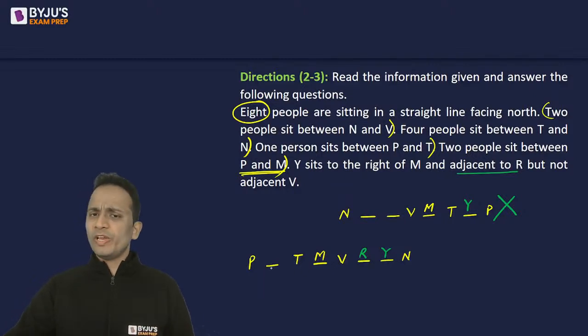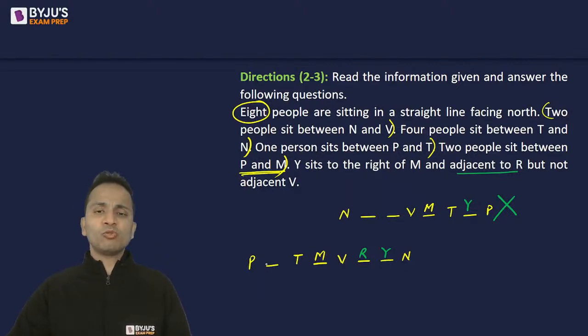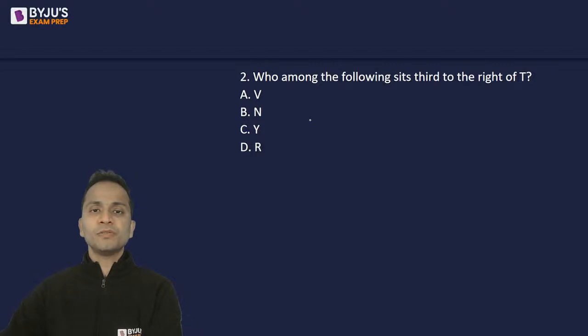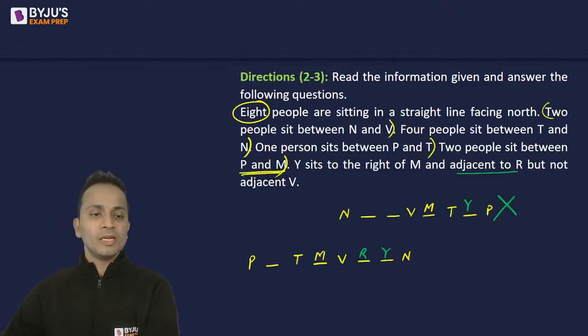There is one vacant chair, and we'll find out the name of this person in the questions. Okay, fine. So you can leave it like this. Let's move on to the second question. Who among the following sits third to the right of T? Now, third to the right of T.